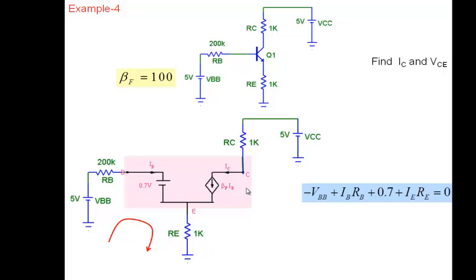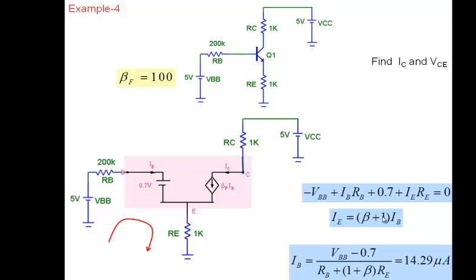Now I've assumed it to be in forward active. What is the relationship between IE and IB? IC is equal to beta IB. So IE will be equal to beta plus 1 IB. So we go ahead and substitute beta plus 1 IB here. Then we have a simple equation in IB, and we calculate what IB is, 14.29 microamperes. Now, many times you may simply approximate it as beta times IB also, because beta is 100, doesn't really matter whether it's 100 or 101. Okay. So we have this loop.